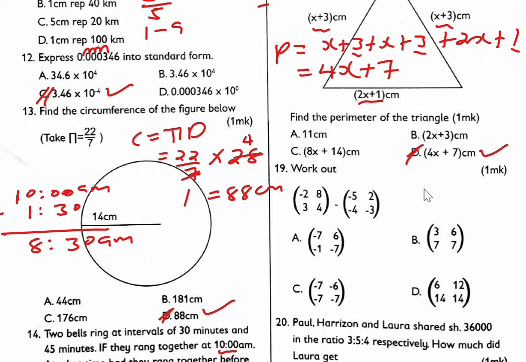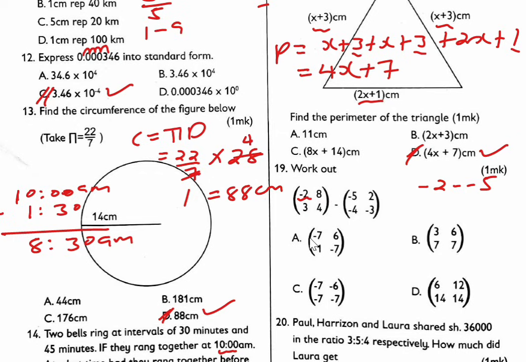Number 19, workout. This is also grade 9 matrices. You need to subtract these two matrices. So here we have the matrix here minus this other matrix. So we're going to start with, we subtract the respective elements. So we start with -2 minus -5. So I'm going to write here so that you can see -2 minus -5. So minus and minus becomes a plus. -2 plus 5, we get 3.